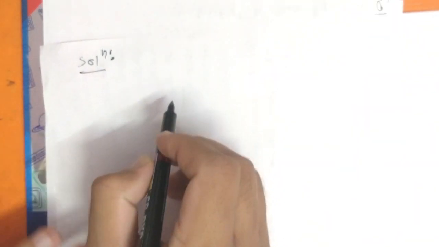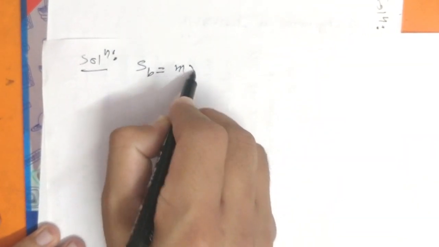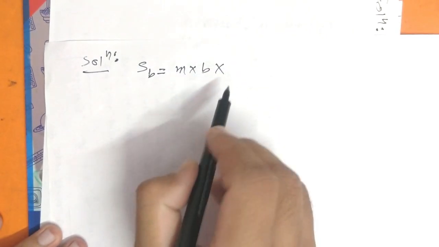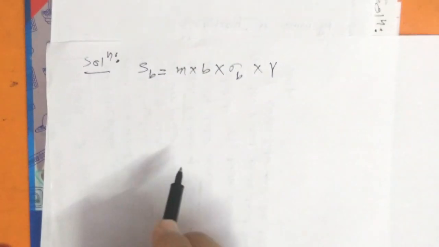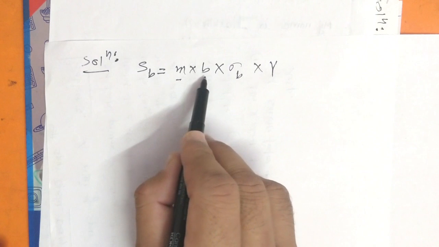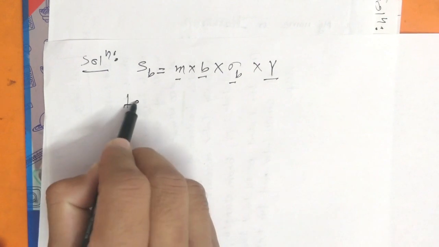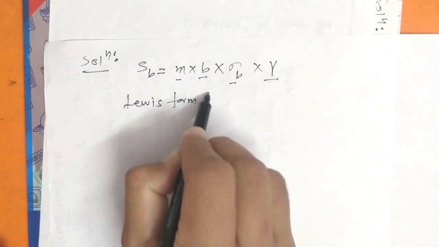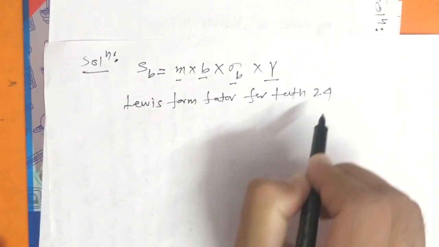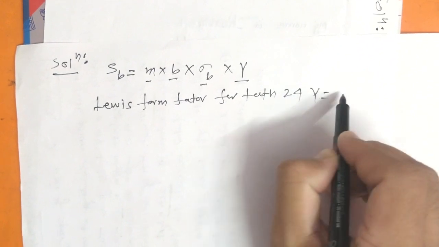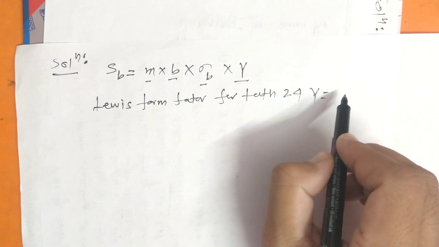So first of all, beam strength. Beam strength is given by module times face width multiplied by sigma b multiplied by Lewis form factor y. So we know the module, face width, sigma b. So first of all we have to choose Lewis form factor. So Lewis form factor for teeth 24, y equals to, from table we can choose y, which is 0.337.